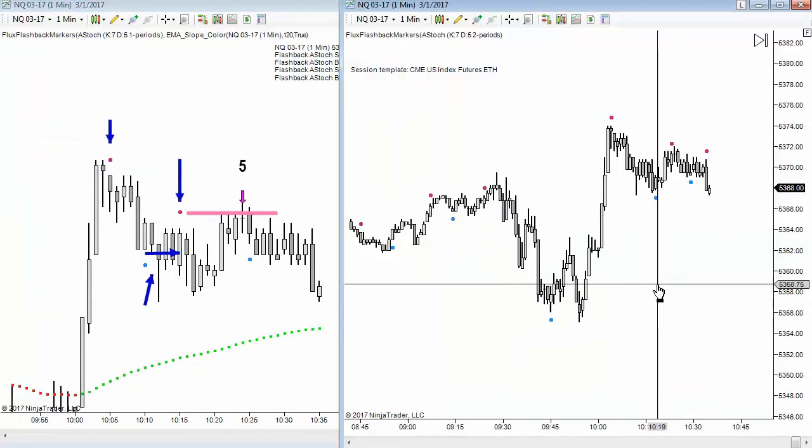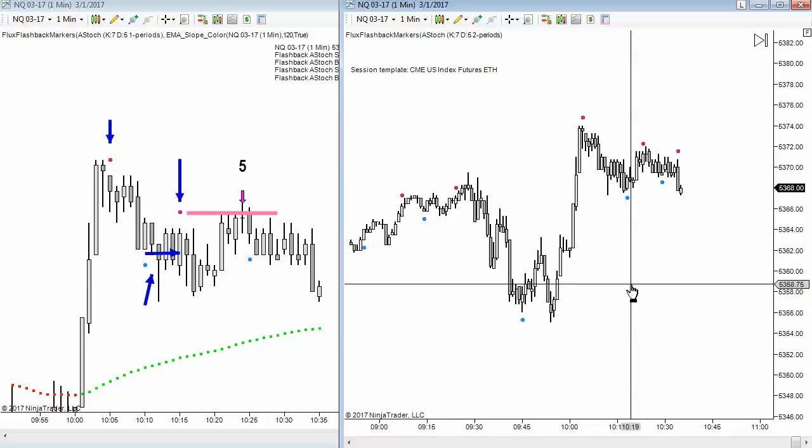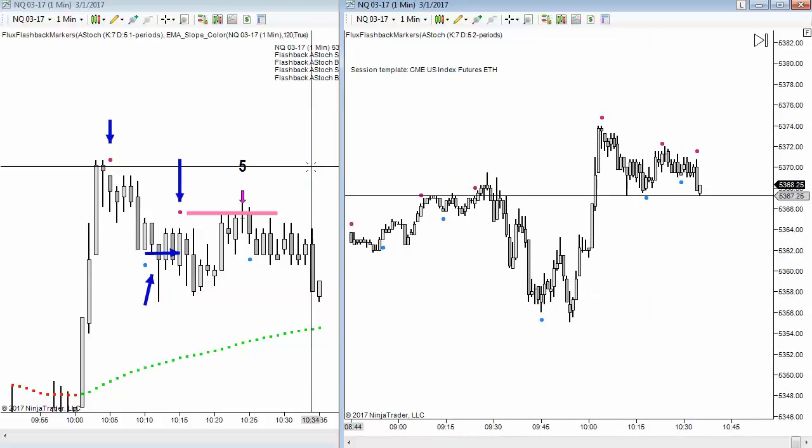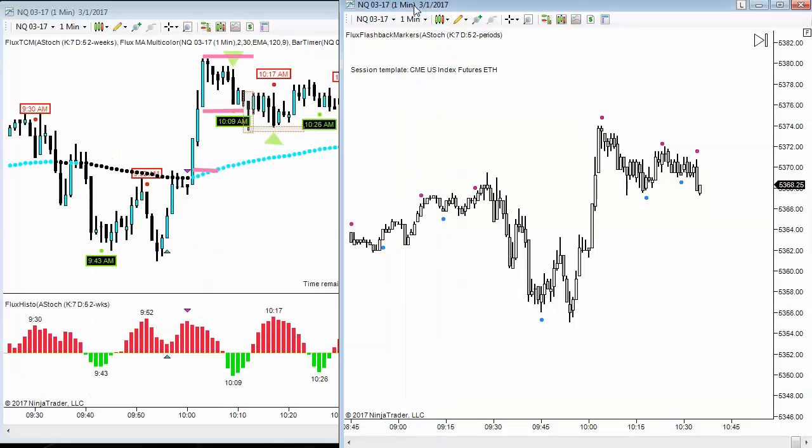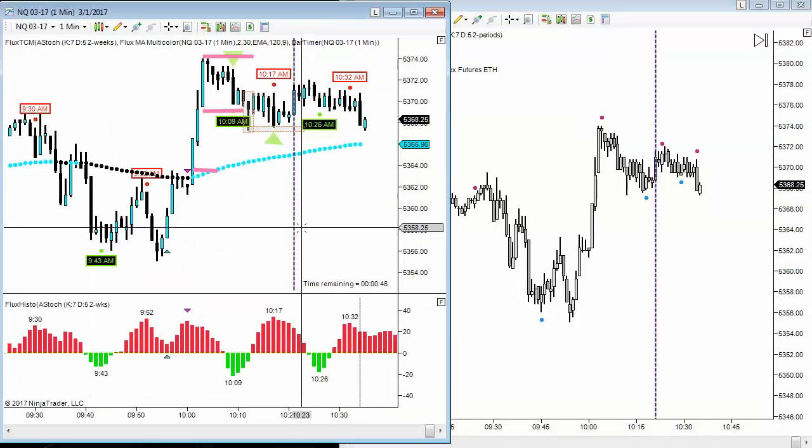This is our 3-day cycle. Which one are we going to keep? We're going to keep this one, right? So, boom. That one goes away.